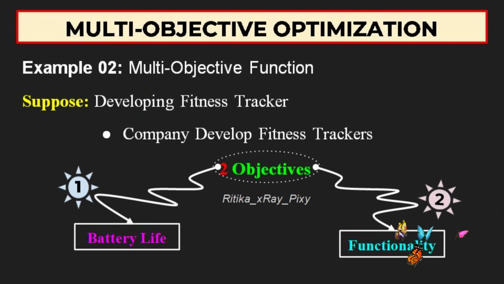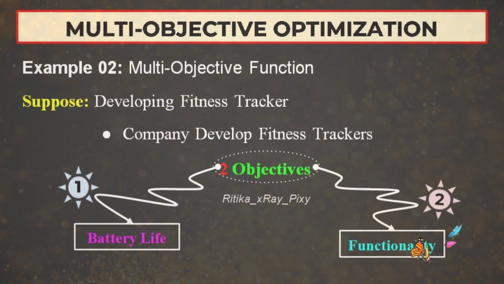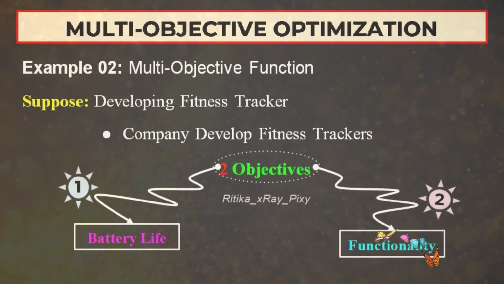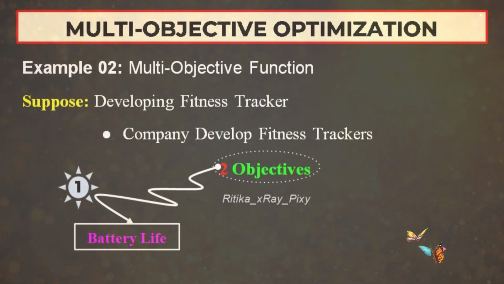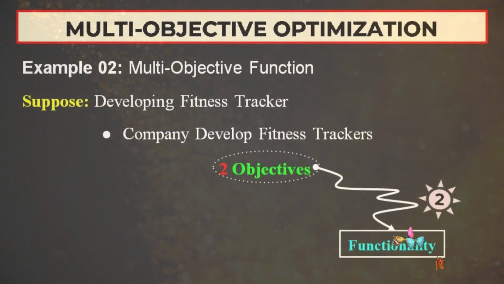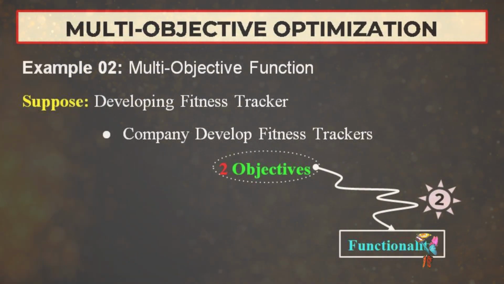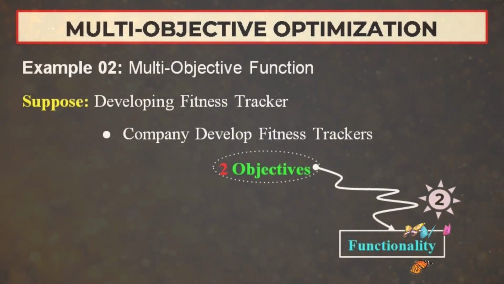Now suppose you work for a company that makes fitness trackers. When you are creating a new model, here we have two objectives: first, battery life, and second, functionality. To avoid the need for repeated charging, the tracker's battery life should be long lasting. Second, we have functionality. Trackers should include a number of features for monitoring health and fitness activities.